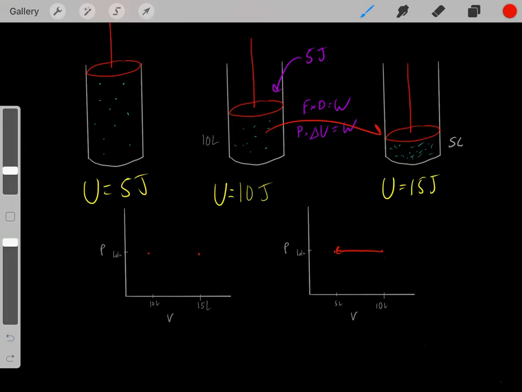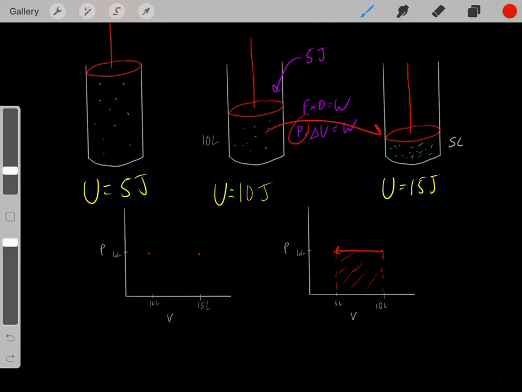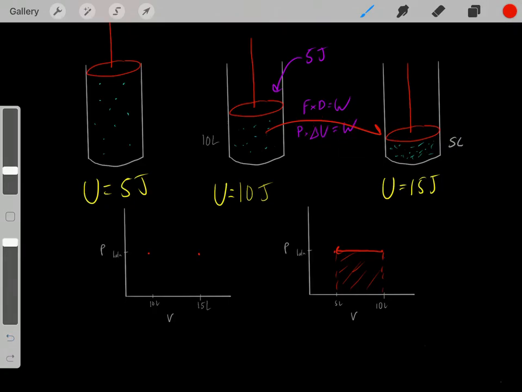And something important to note is the area underneath these PV diagrams, the area underneath this line, represents the work that was done. Because again, we know work is pressure times the change in volume. If we have a pressure and we multiply by a change in volume, we get the work done. So again, we see we have a pressure and we're multiplying it by a change in volume. And that would be this area.